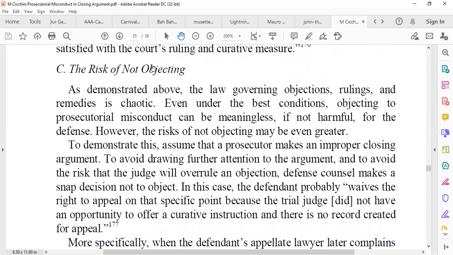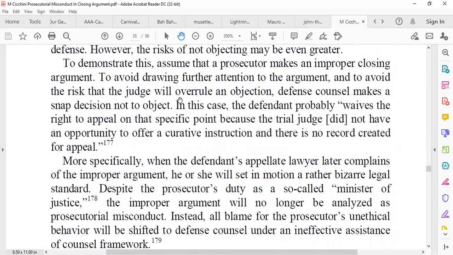C. The risk of not objecting. As demonstrated above, the law governing objections, rulings, and remedies is chaotic. Even under the best conditions, objecting to prosecutorial misconduct can be meaningless, if not harmful, for the defence. However, the risks of not objecting may be even greater. To demonstrate this, assume that a prosecutor makes an improper closing argument. To avoid drawing further attention to the argument and to avoid the risk that the judge will overrule an objection, defence counsel makes a snap decision not to object.